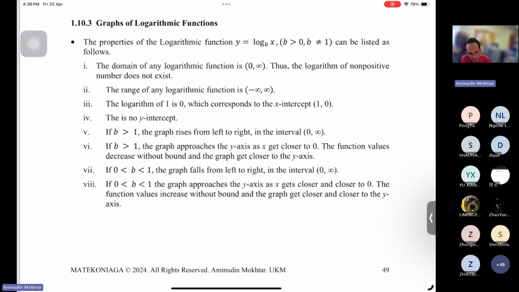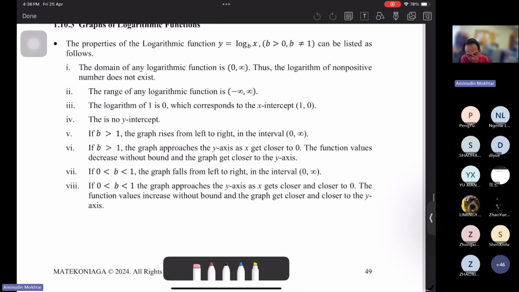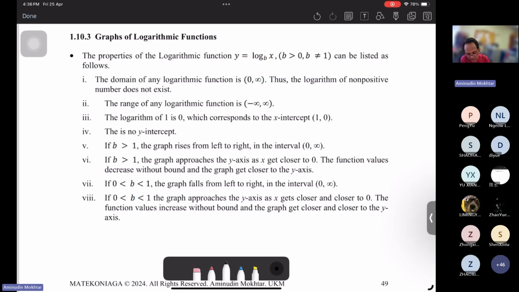The first one is about the domain. The domain for the log function is between 0 and infinity. In other words, for log, the value of x must be above 0, or positive. Thus, the log of a non-positive number does not exist.